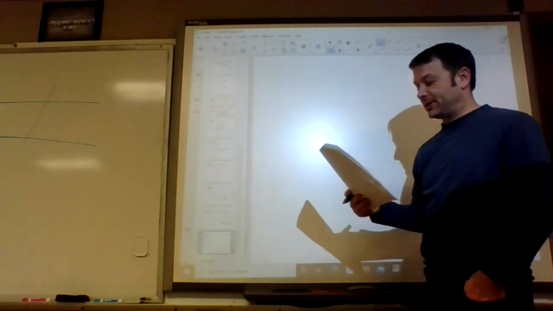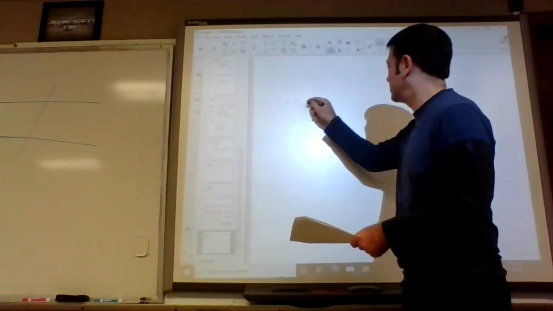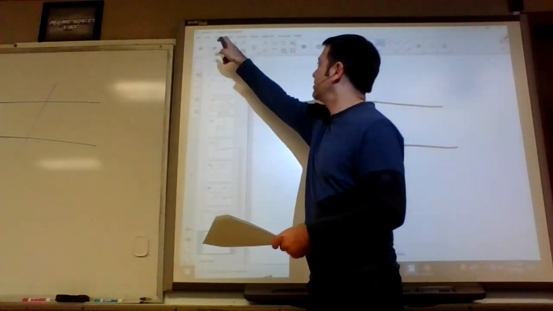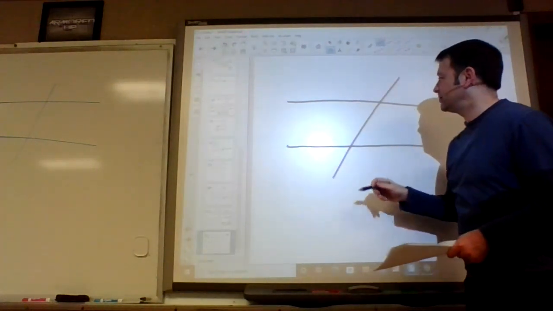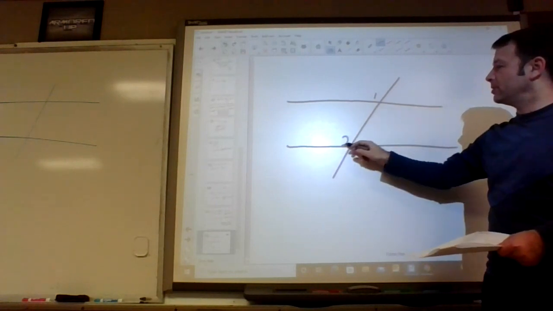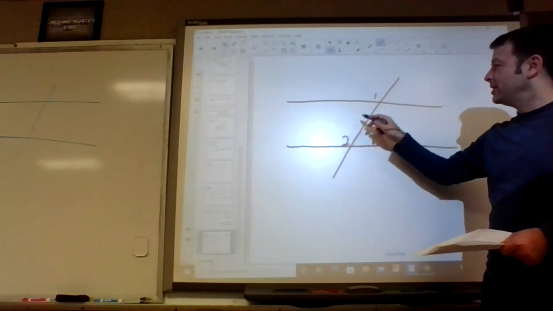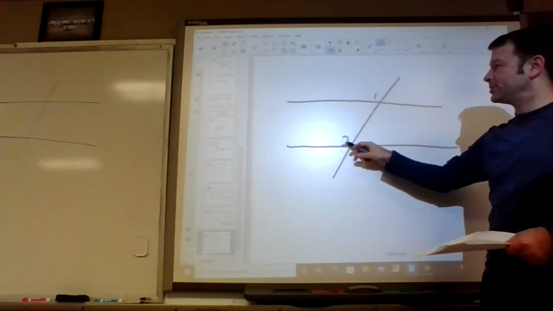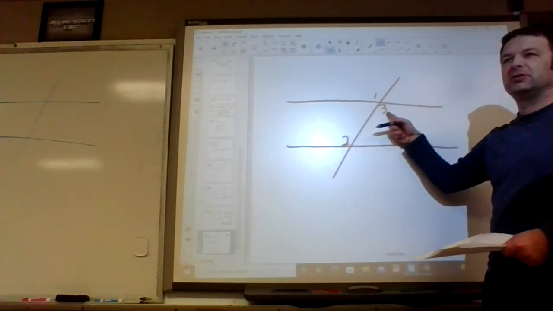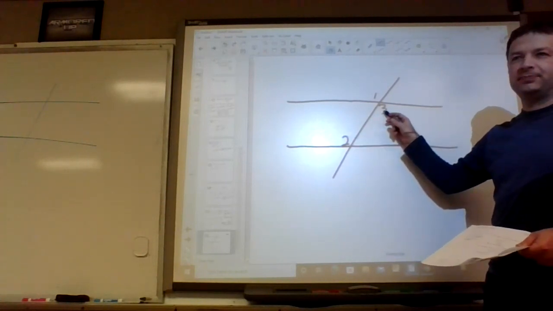Okay, anyways, yeah, I remember what I was doing. Parallel lines: if these lines are parallel, what do we know? They'll never cross. What are 1 and 2 called? Corresponding. If the lines are parallel, corresponding angles are the same, right? What are 2 and 3 called? Alternate interior. Alternate interior angles are going to be the same if the lines are parallel.